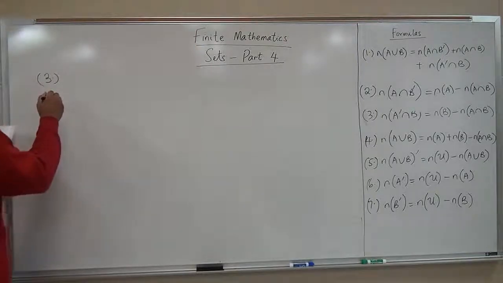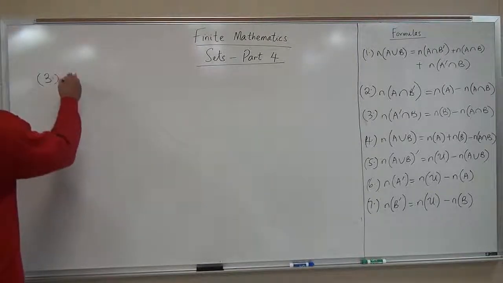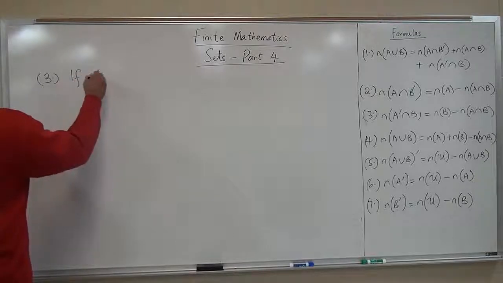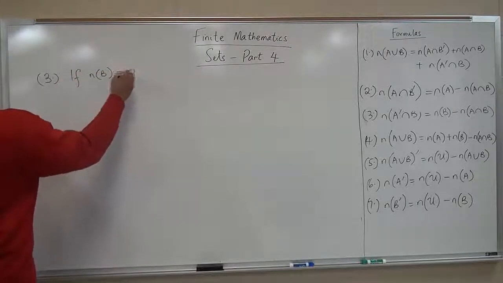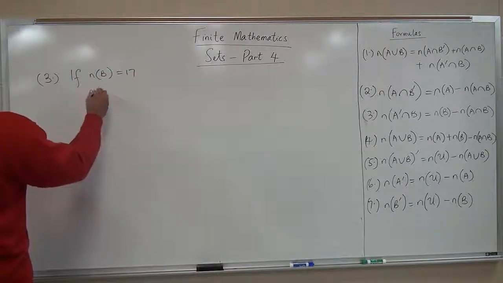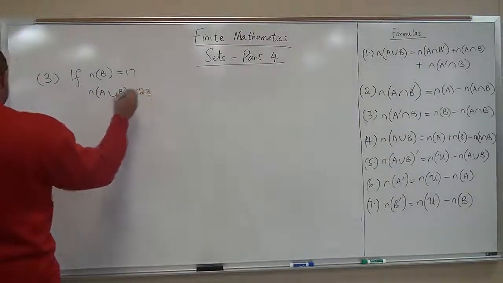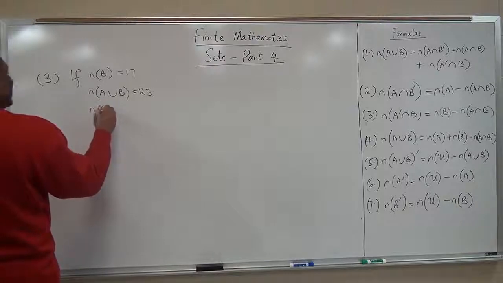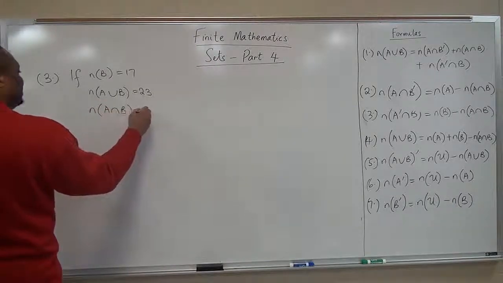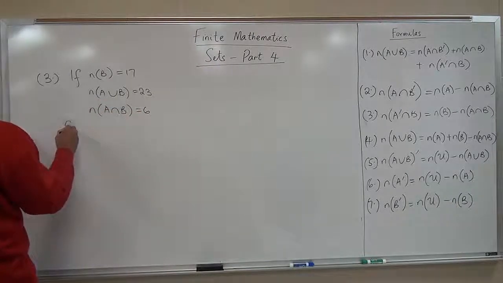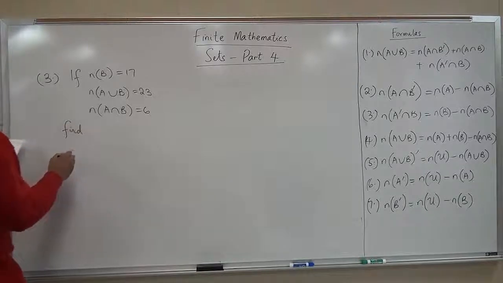Question 3. If cardinality of B is 17, cardinality of A union B is 23, cardinality of A intersect B is 6. Find A.